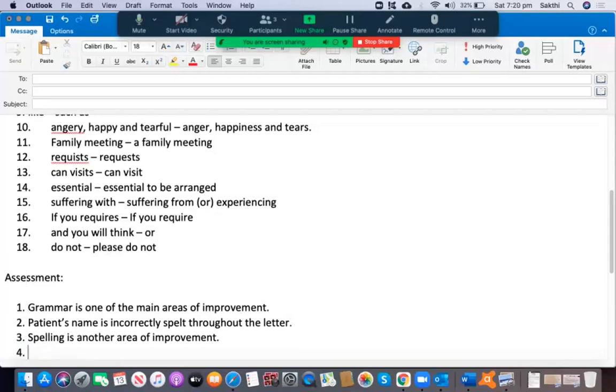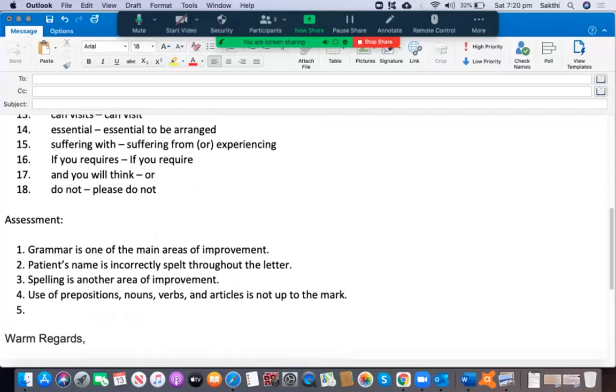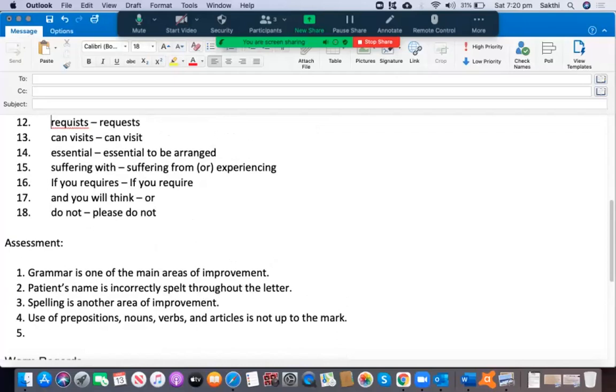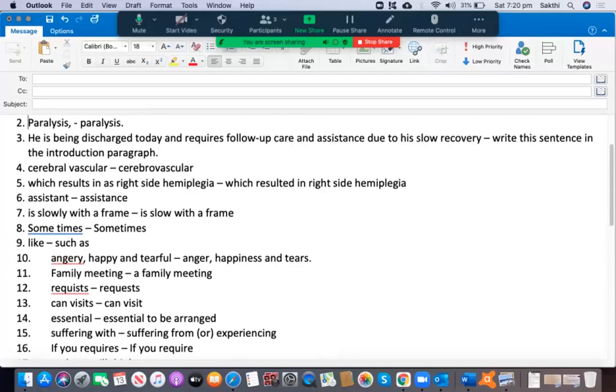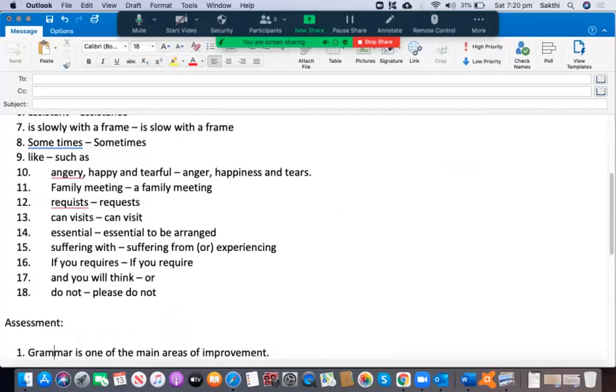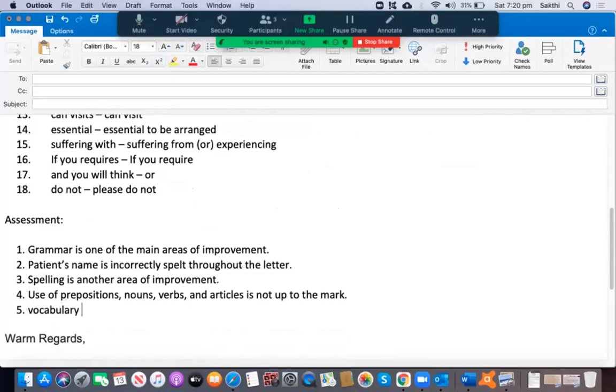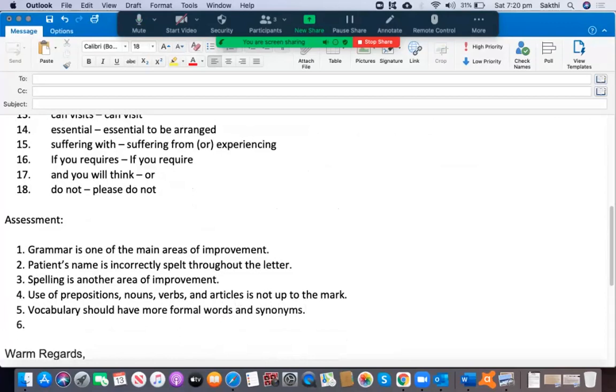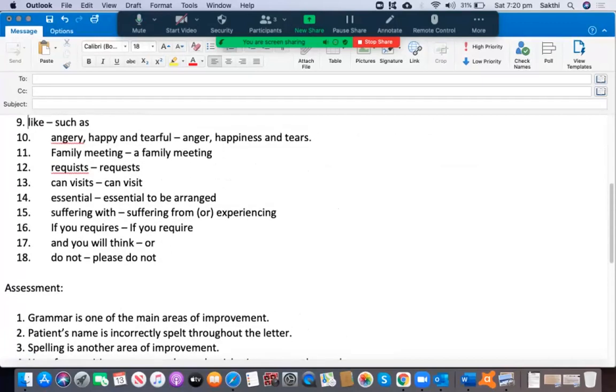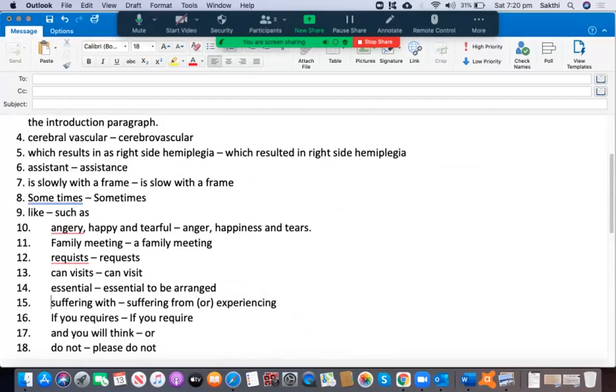The use of prepositions, nouns, verbs, and articles is not up to the mark. I'm not happy with the way that you have used prepositions and articles, especially nouns and verbs. You always go with the verb only, so try to use formal words. You have to use more formal words. That's another issue. Vocabulary should have more formal words and synonyms. All right, so assistant and assistants, remember these things.